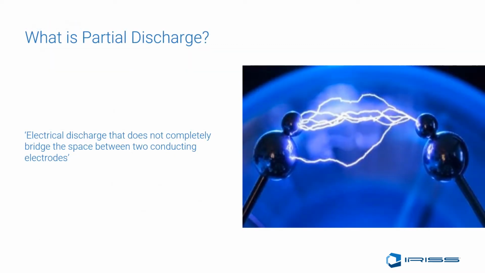So what is partial discharge, you may ask? Well, it's an electrical discharge that does not completely bridge the space between 2 conducting electrodes, and 80% of failures in switchgear are directly related to partial discharge events. These partial discharge events can be caused by gas-filled voids in solid insulation, which are bubbles in the jacketing of the cable, which can lead to failure over time. These voids can be caused by substandard cabling manufacturing or environmental exposure.